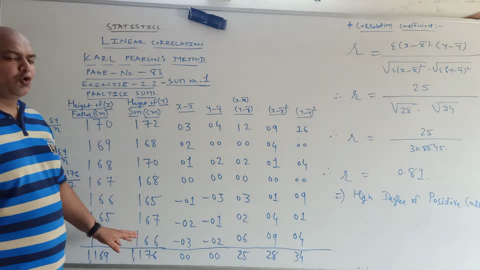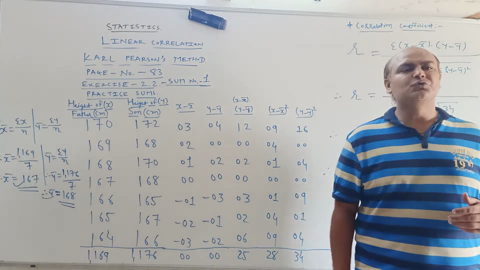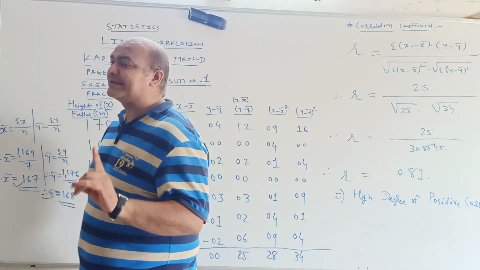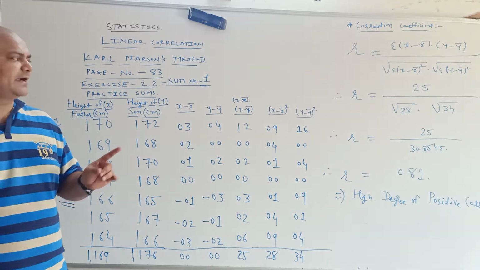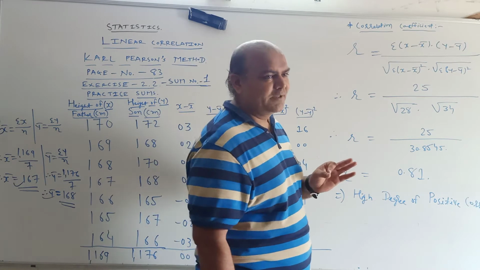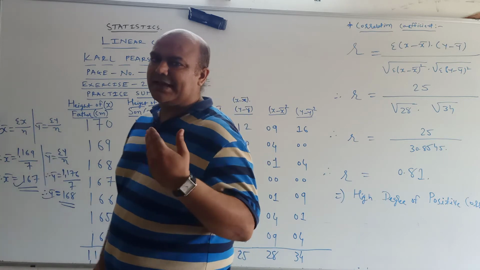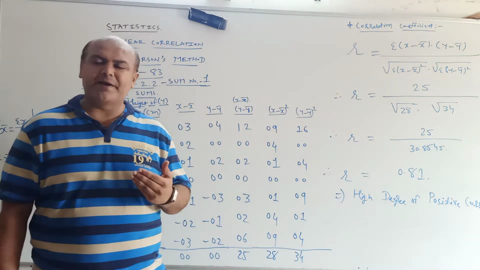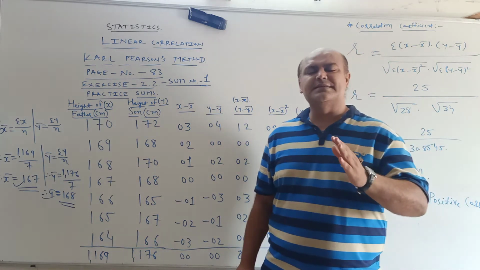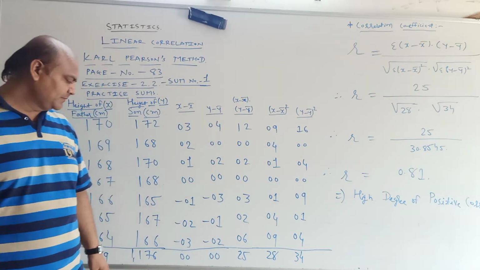Now, two columns they provided us, that is x and y. For this method, we have to prepare additional 5 columns. When x bar and y bar are integers, in the x minus x bar method, remember students, we have to prepare 5 additional columns. The first column is x minus x bar. The second column is y minus y bar. The third column is x minus x bar into y minus y bar. The fourth column is x minus x bar square, and the fifth column is y minus y bar square. Now let's do the calculation.